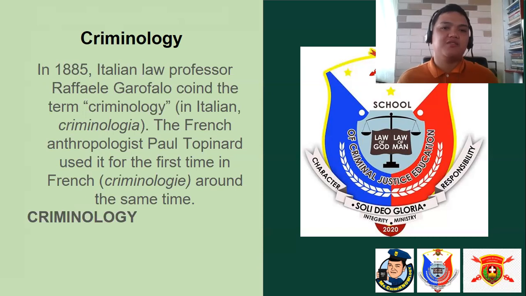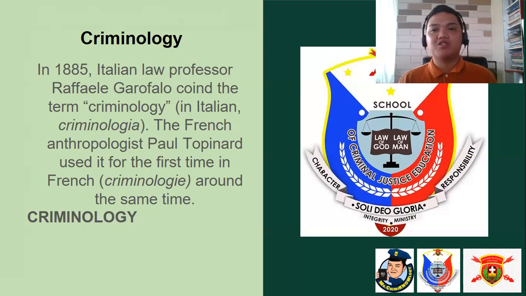In 1885, Italian law professor Rafael Garofalo coined the term criminology, in Italian criminologia. The French anthropologist Paul Topinard used it for the first time in French around the same time. I think that's two or three years after Garofalo that Paul Topinard provided the term criminologie. But the first one to coin it is Rafael Garofalo.